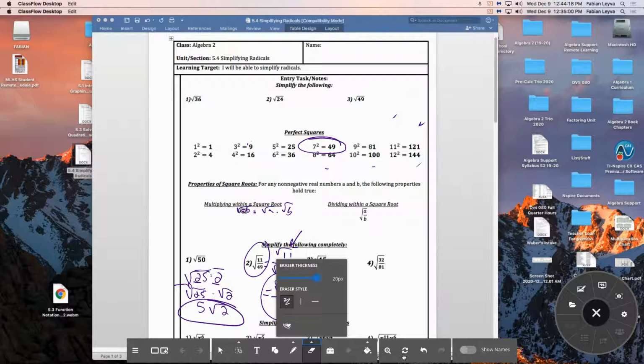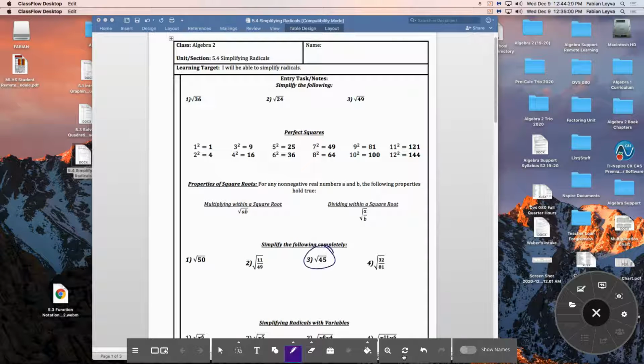Now, I'm going to erase this just to have a little bit more room for the other ones. All right, so the square root of 45. Is there a perfect square? I'm looking at my list over here, by the way, and I cannot see a 45. But can I rewrite 45 as a product, as a multiple of one of these perfect squares? I believe 9 would, because 9 times 5 is 45.